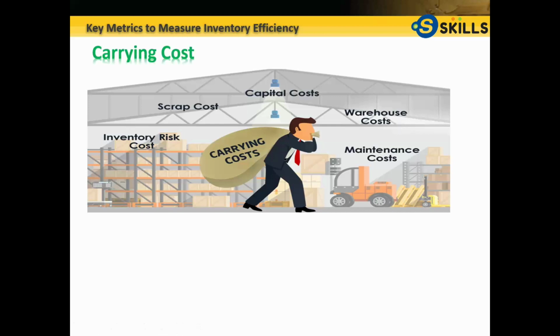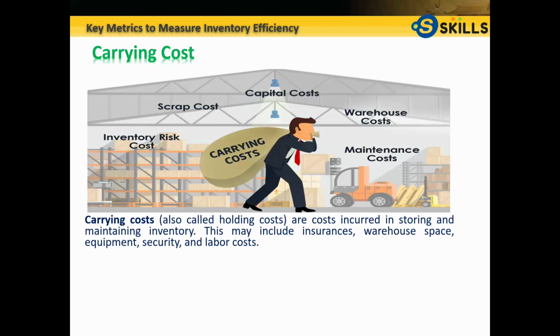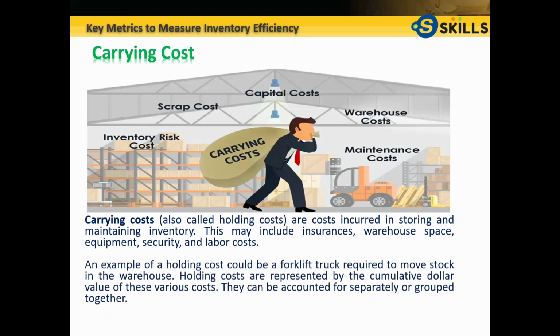Carrying cost. Carrying cost, also called holding cost, are costs incurred in storing and maintaining inventory. This may include insurances, warehouse space, equipment, security, and labor cost. An example of a holding cost could be a forklift truck required to move stock in the warehouse. Holding costs are represented by the cumulative dollar value of these various costs. They can be accounted for separately or grouped together.